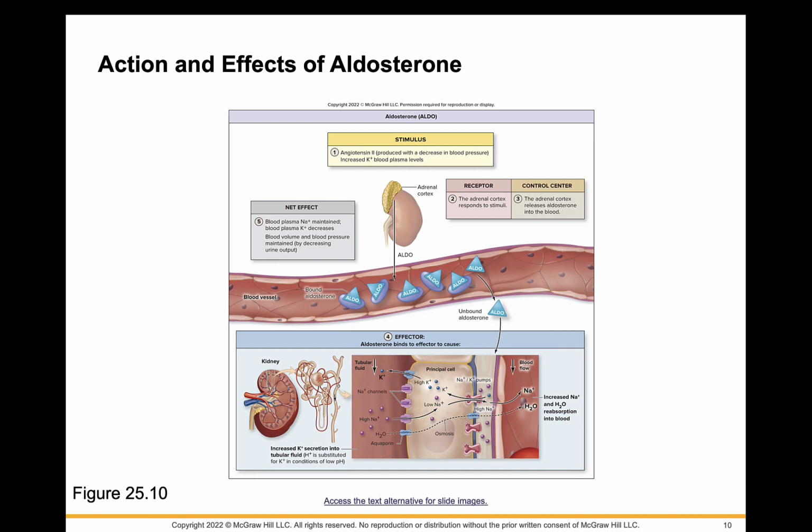And we also can see what's happening within the principal cells. It will increase the insertion due to the increased production of sodium-potassium pumps and also sodium channels, and with the increased sodium and water reabsorption into the blood. So the net effect is blood plasma sodium is maintained, blood plasma potassium decreases, blood volume and blood pressure are maintained by a decrease in urine output.